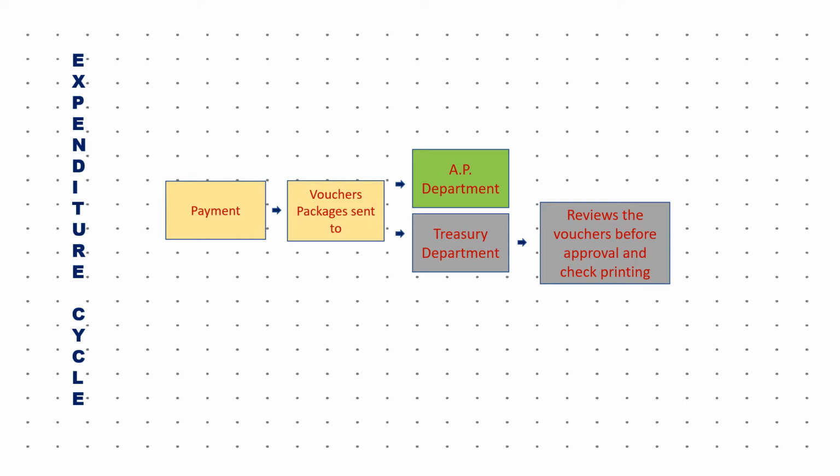So, this is a continuation of the expenditure cycle. Now we go to payment. From the payment, voucher packages are sent to the Accounts Payable Department for recording and to the Treasury Department. In the Treasury Department, they review the credit approval or voucher before the approval of check printing. So that's for the expenditure cycle.